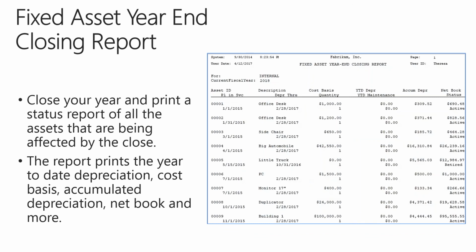Fixed asset year-end close report, or a couple of reports. So when you close out your year and print a status report of all your assets, all the assets being affected by the close will be on that report. And the report prints the year-to-date depreciation, cost basis, accumulated depreciation, net book, and more information regarding your assets. Now, in the past, also, you couldn't necessarily run a year-end close report for previous years. It was a little tricky to get that, so that report is also available.